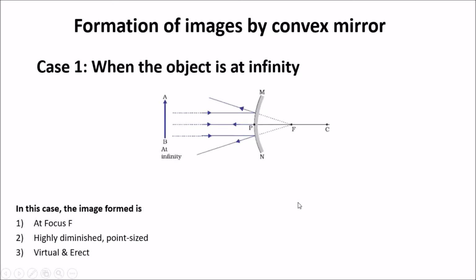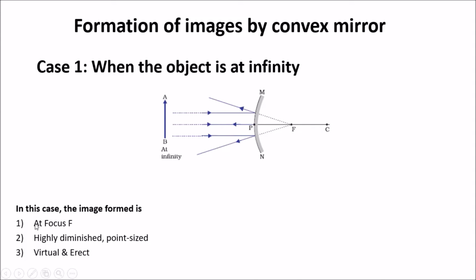The diagram is here. When the object is at infinity, the image obtained is at focus. It's point size, or we can say highly diminished in size. And when we talk about the nature, it is virtual because it's formed behind the mirror, and virtual images are erect. We already know about it. So this is the nature of it.